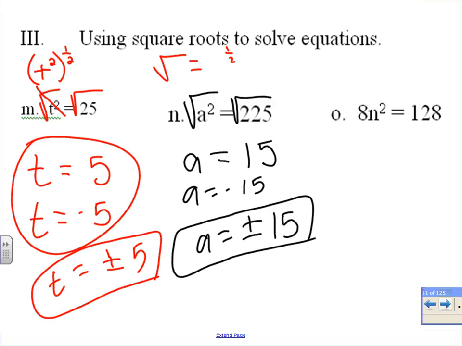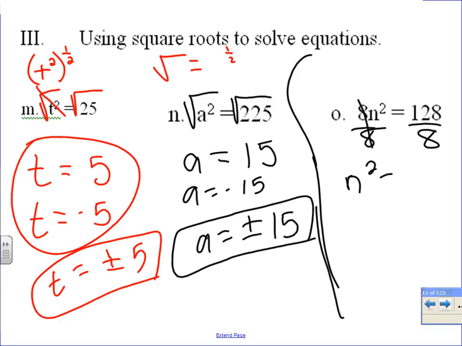Okay, letter O is a little different. What do you need to do first on this one? The two-step. Camille? Good. First thing we need to do here is divide by 8. So Kevin, what does our second step look like? You get 16. So n squared equals 16, okay?